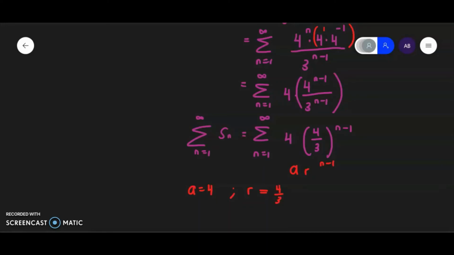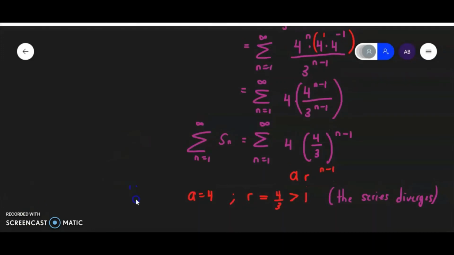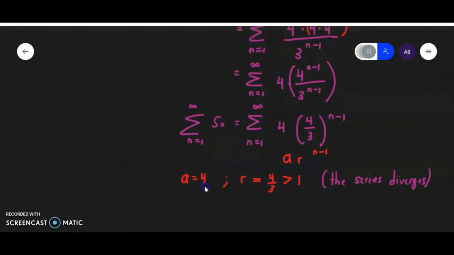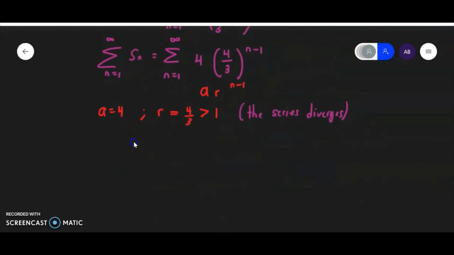The question wants to ask you to find whether the series converges or diverges. Look at the r here. This r is greater than 1. So therefore, we can say the series diverges. Okay? Now, I think I can go for one more example with the time I have. So let's look at one more example.